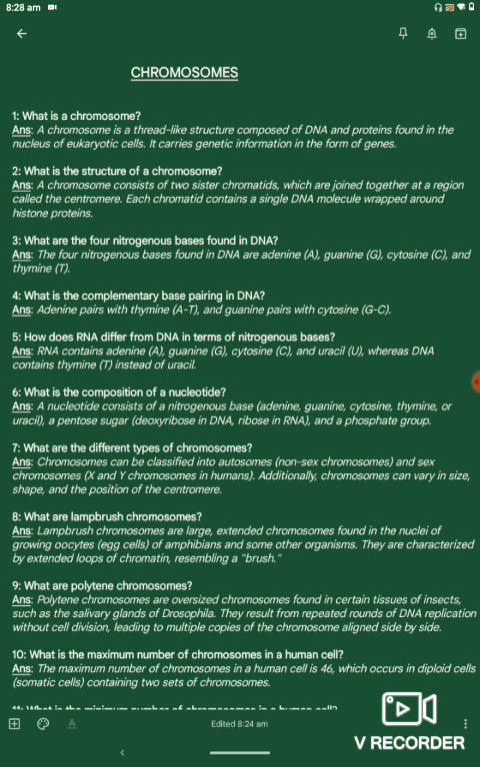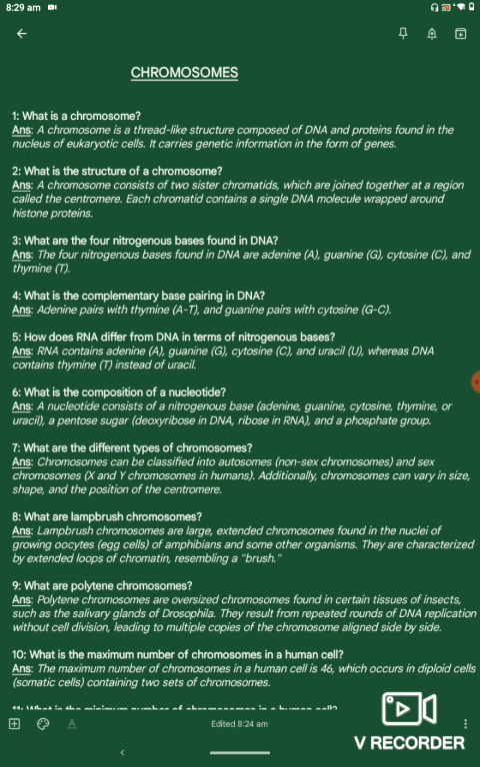Question 3. What are the four nitrogenous bases found in DNA? Answer. The four nitrogenous bases found in DNA are adenine, guanine, cytosine, and thymine. Question 4. What is the complementary base pairing in DNA? Answer. Adenine pairs with thymine, AT, and guanine pairs with cytosine, GC.